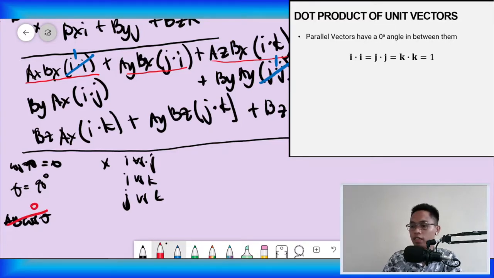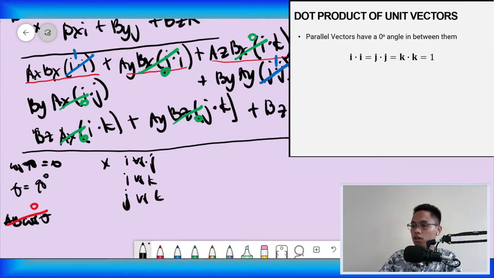So, if j and I are perpendicular to each other, this would be equal to 0. I and k, still 0. ij, still 0. jk, 0. So, therefore, what remains based on the expression above are only the same ones. Only three terms remain. That is 1, 1, and 1.